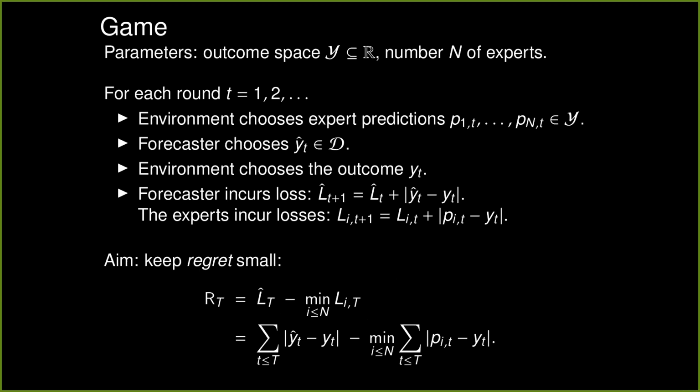So here is the game more formally. We have a set of outcomes, Y. For example, -1 and +1, or it can be the interval from -1 to +1. Then we have a set D of predictions we're allowed to make. So D can now be bigger than Y. The experts tell us their predictions from the set Y. Then we make a forecast in the bigger set D, and then we get the outcome y, which is again in the set Y. And for the loss, we will use the absolute value of the difference.